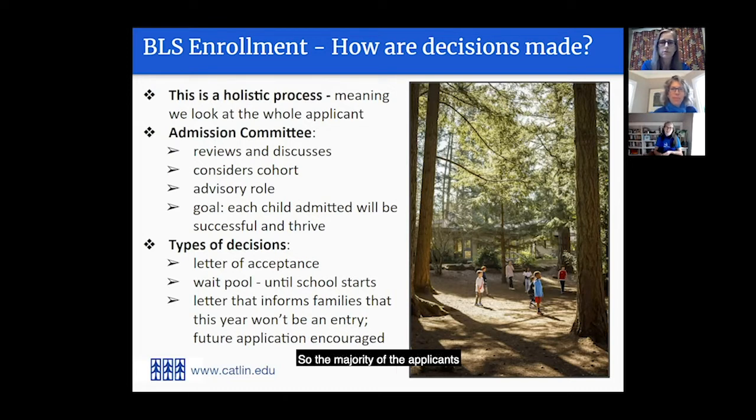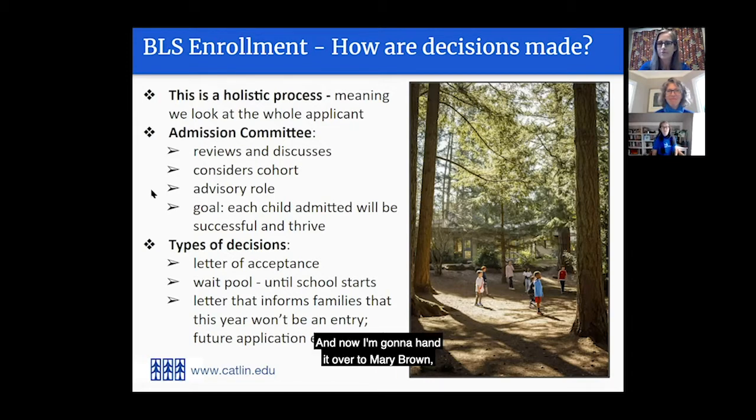The majority of the applicants do receive a wait pool announcement simply because of the number of applications and the number of spots that we have. Then the third letter is one saying it's not going to be an entry point for this fall, and we encourage a future application to our school. Maybe there needs to be more growth or more conversations, but we encourage a future application for that applicant. That's the general overview of beginning and lower school enrollment, in terms of what the application looks like and the different steps.